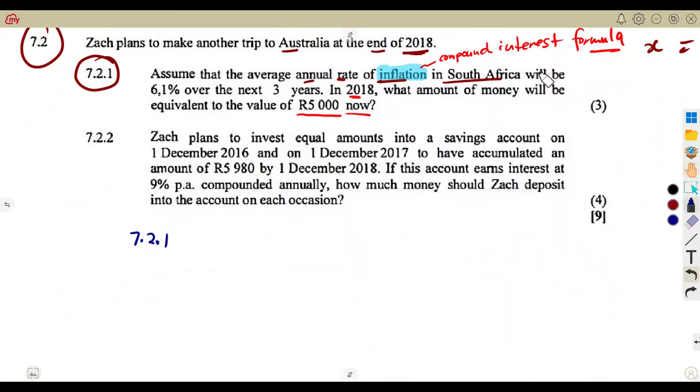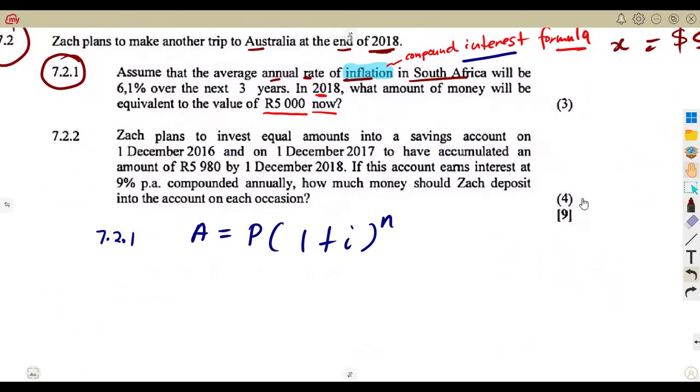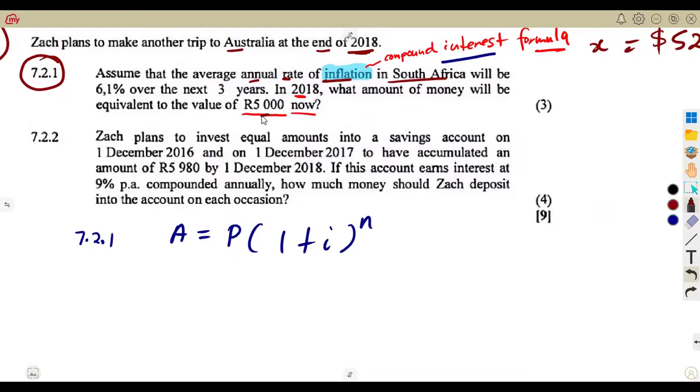Like I said, this one operates under what? Compound interest. So under compound interest, amount is equal to P into 1 plus i to the exponent of n, where we need the principal, the money that you are starting with before the inflation. That is our principal. So we've got 5,000 rand. Then the interest rate, the percentage that you are given, as a decimal. So divide by 100 here. You're going to get the decimal, which is 0.061. The number of years we are given in this case is 3 years.